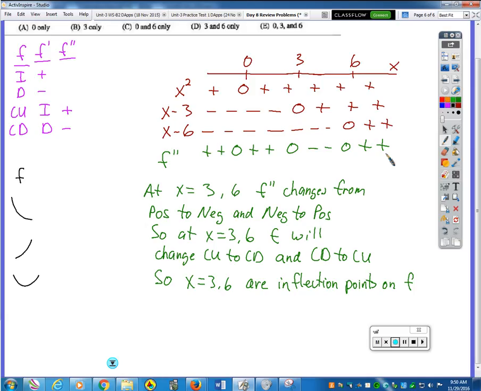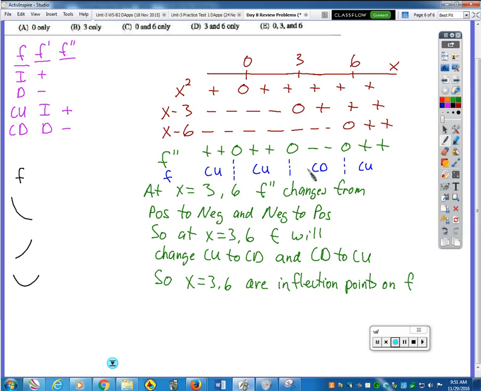For example, this is going to help me. For x equals 0 and less, f double prime is positive. So what do you know about f for those same x coordinates? F is concave up. For x values from 0 to 3, f remains concave up. I'm not drawing a picture. From x equals 3 to 6, f is concave down. And then back to concave up.